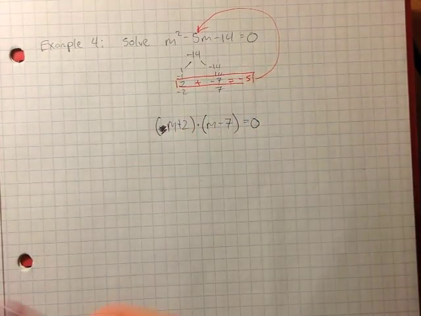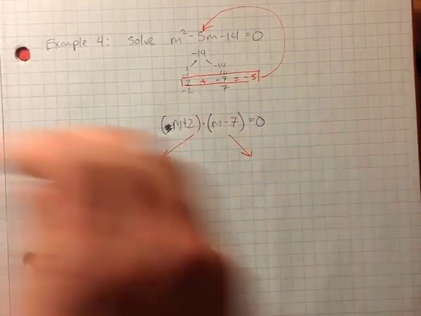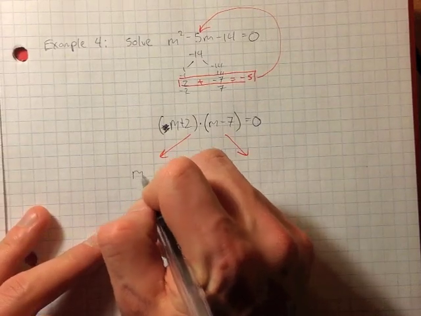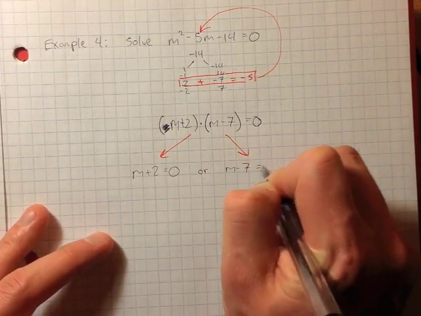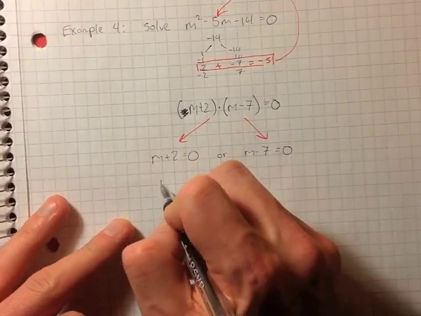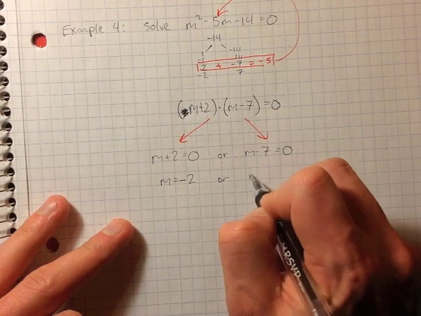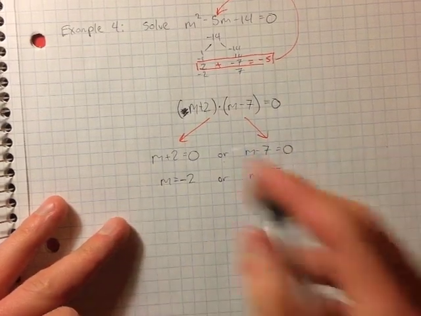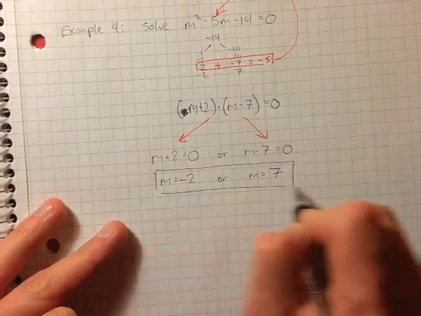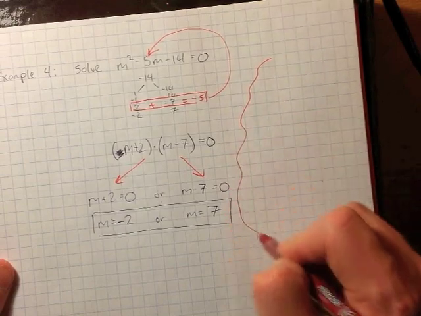From here, I can use the zero product property. Either m plus 2 equals 0 or m minus 7 equals 0. And from here, either m equals -2 or m equals +7 if I add 7 to both sides. Let's check. It is always, always, always a good idea to check your answer.